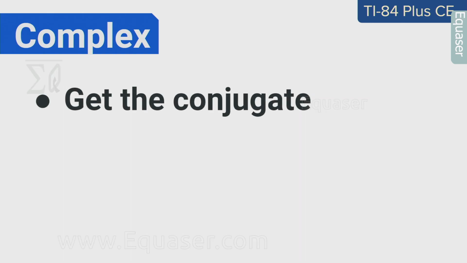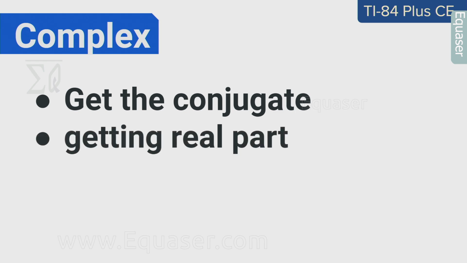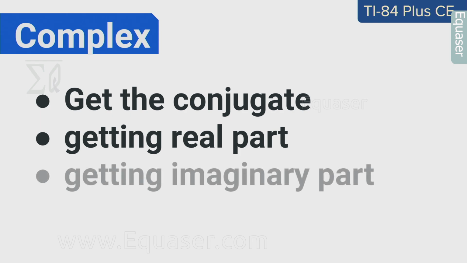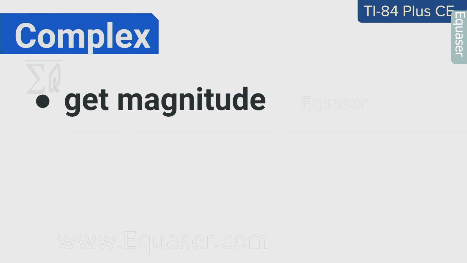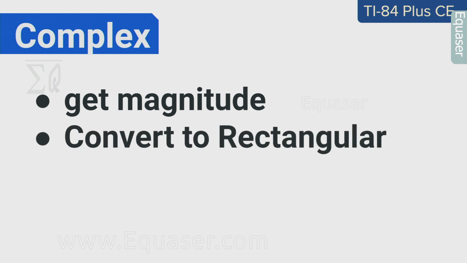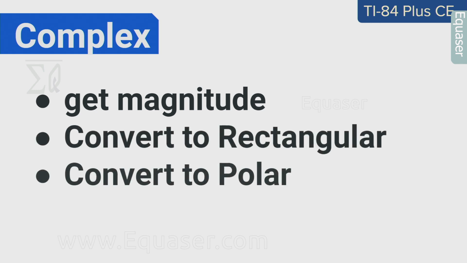When you use complex numbers, this calculator can give us the conjugate of a complex expression. We can get the real part of an expression. We can get the imaginary part of a complex expression. We can get the angle. We can get the magnitude of an expression. We can convert polar to rectangular, and we can convert rectangular to polar complex values.